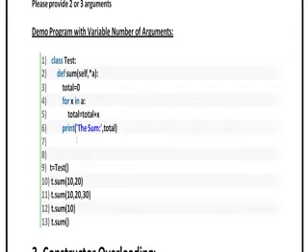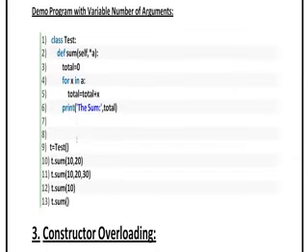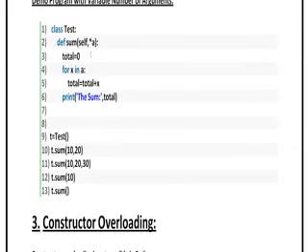Next, demo program with variable name arguments. Here I have taken a class called test. Next I have defined a sum with self and a, where I have taken total value as 0. For x in a, total is equal to total plus x, meaning whatever value I have taken in total, it is adding the x value. Print the sum is total.